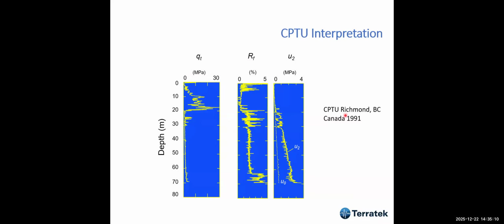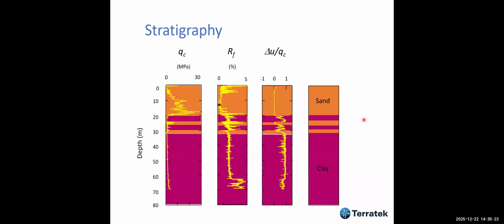And these were tests carried out in Richmond, Canada in 1991 with the UBC truck. And this is the stratigraphy that we analyze here. As you see here, very interesting. Here's sand because it's very hard. And then if you look here, it's a soft material. And then you see the pore pressure going up.